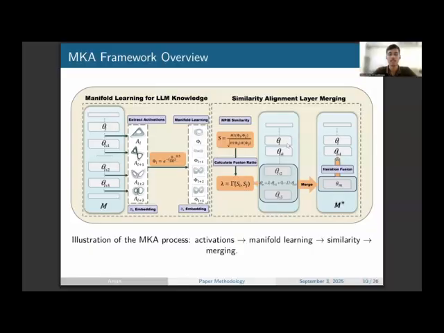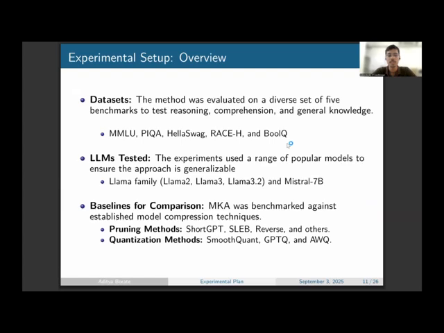Thanks, Aryan. Hello, myself Aditya. I'll quickly summarize the experimental setup. First, for datasets, the authors used a diverse set of 5 benchmarks, including MMLU, PIQA, and HellaSwag, to evaluate everything from common sense reasoning to broad general knowledge. Next, to ensure the method was generalizable, they tested it on a range of popular LLMs, including the Llama family and Mistral. And finally, to measure its performance, they compared MKA against already established baseline methods in pruning and quantization like ShortGPT and SmoothQuant.